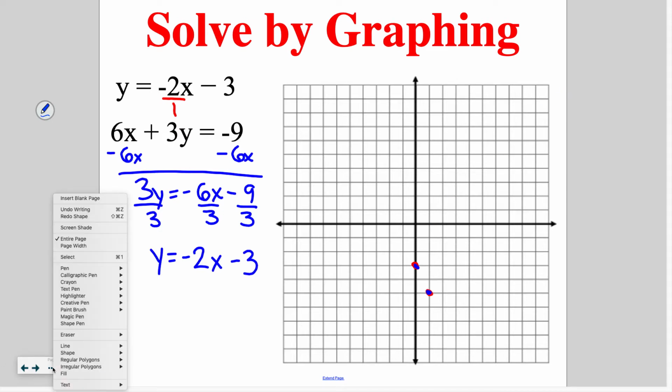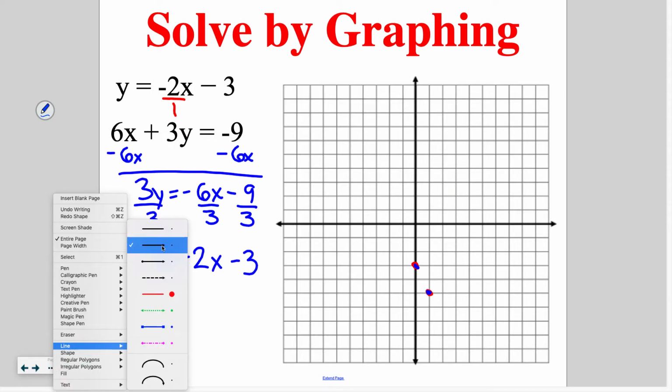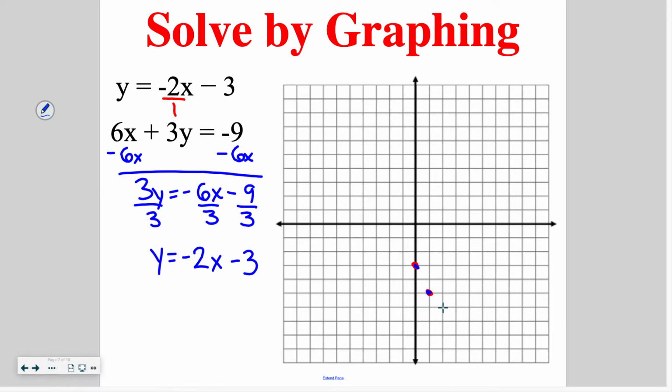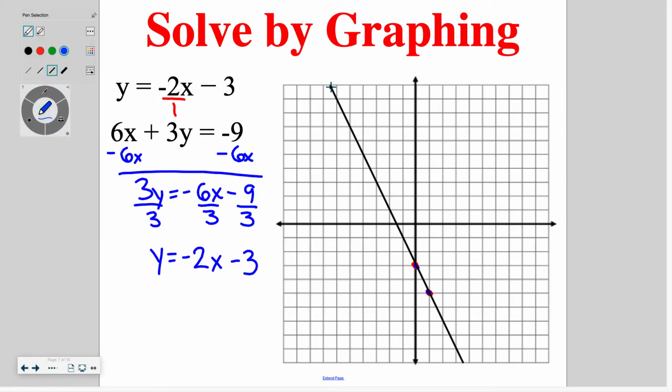So if I were to graph this line, again, using a straight edge, I would go through and I would have this for my red line. And then if I went through and drew a second line, I would get the exact same line again for the blue line. So this is an example of what all or infinitely many solutions would look like.